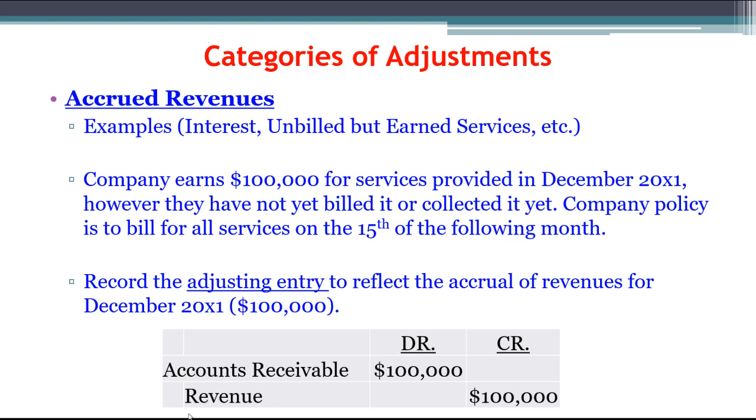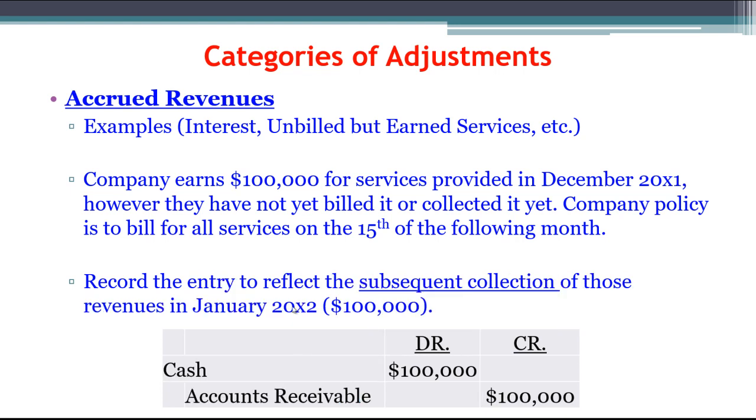Interestingly, the entry is the same one that we would use when we did bill it. We would debit accounts receivable, the asset, to increase that, and we would credit revenue to increase that. So it's the same adjusting entry. We just need to force it so we get this year's statements properly reported. Now, let's say that we've collected in year 2. All we need to do now is debit cash to increase our cash and credit accounts receivable to decrease that accounts receivable. So we're good to go there.